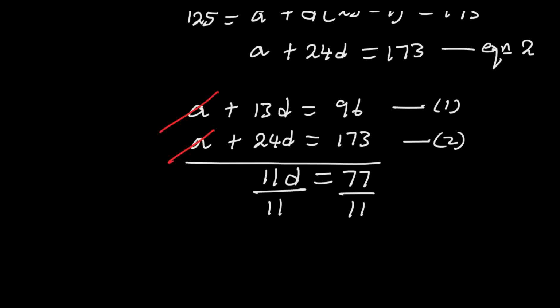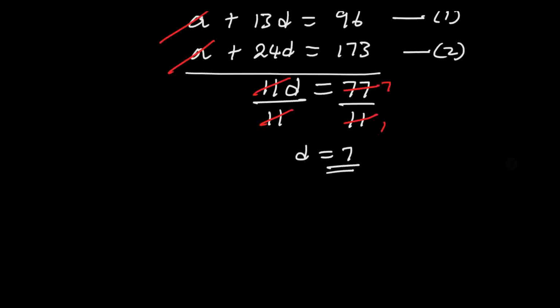So divide both sides by 11. 11 cancels 11 here: 11 divided by 11 is 1, and 77 divided by 11 is 7. Good. So d, the common difference, is 7. At this point, we can substitute this value into either equation 1 or equation 2 in order to find the value of a.